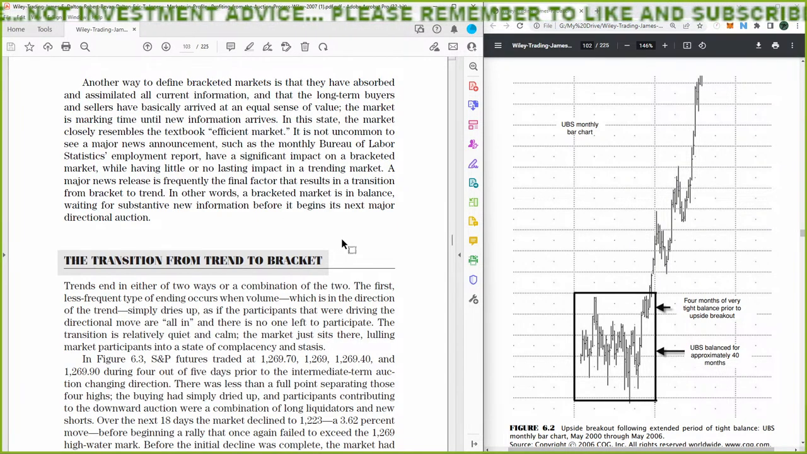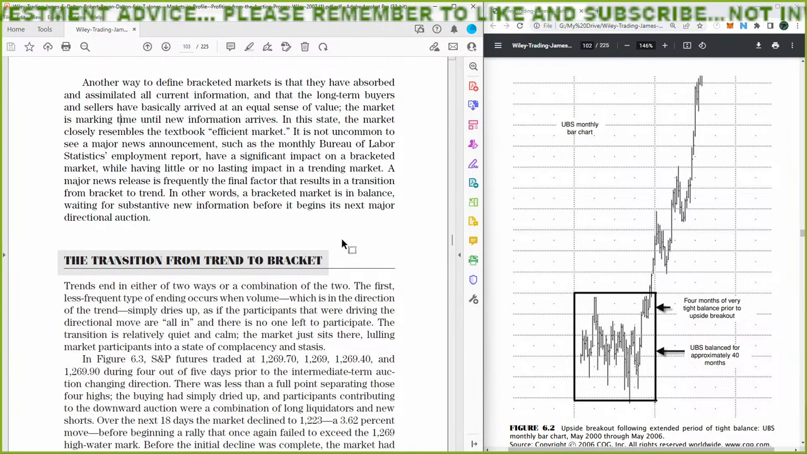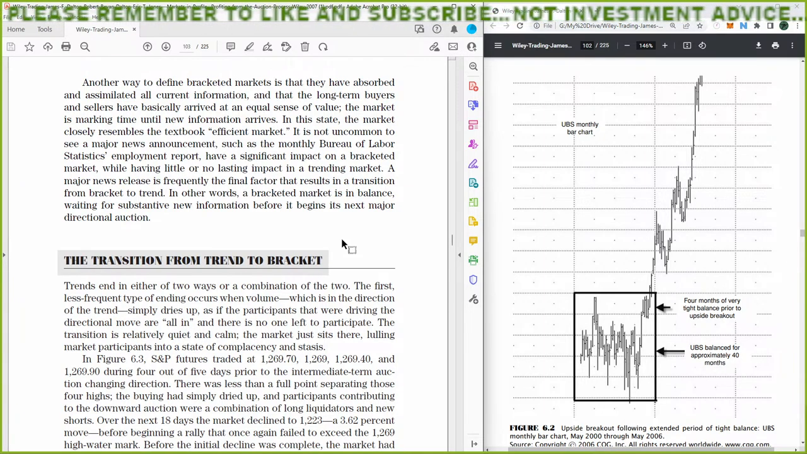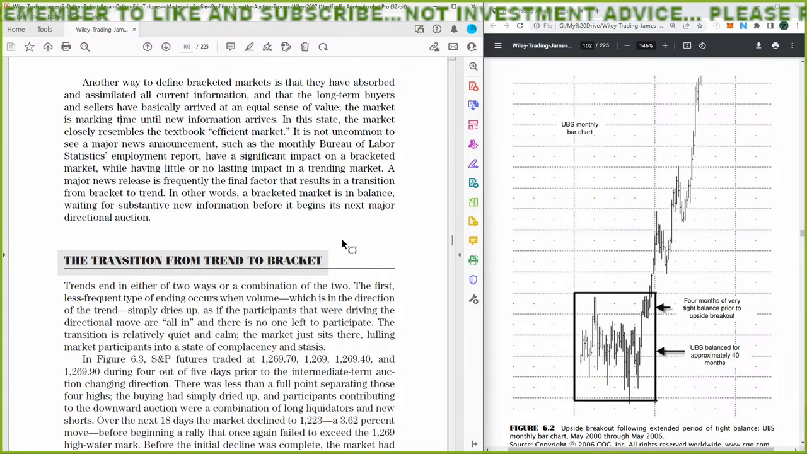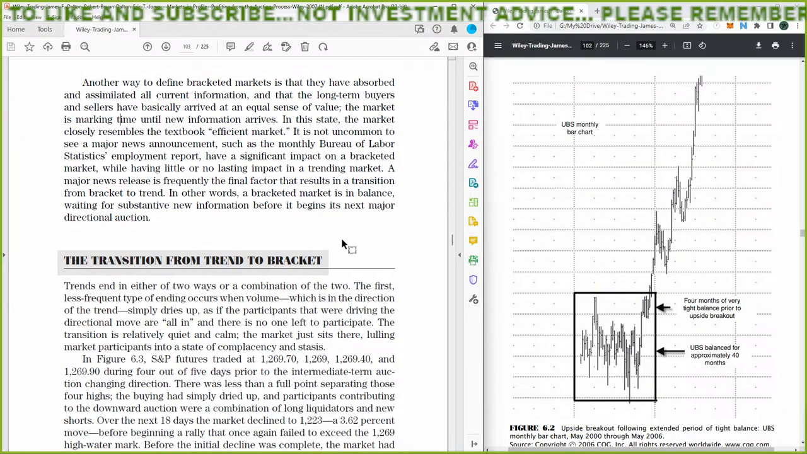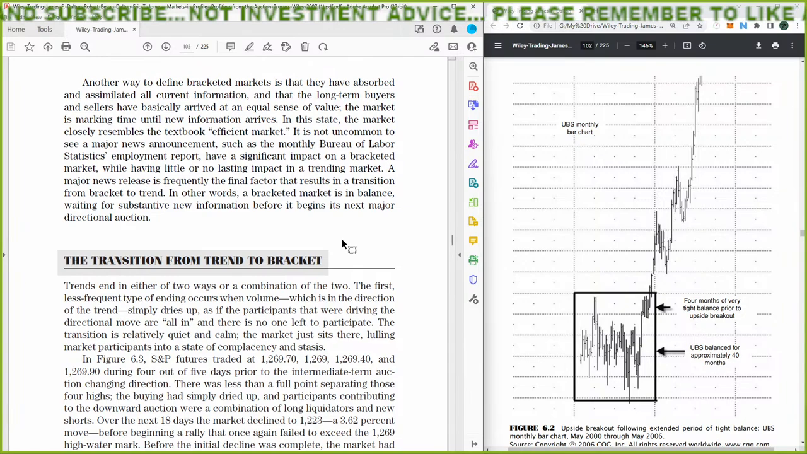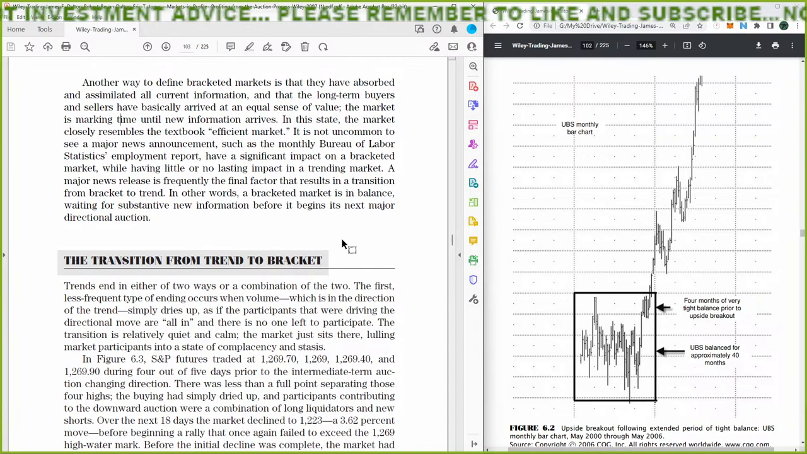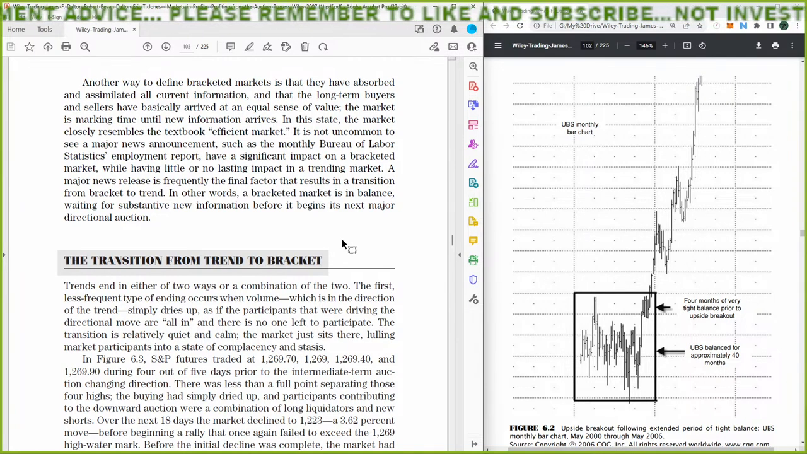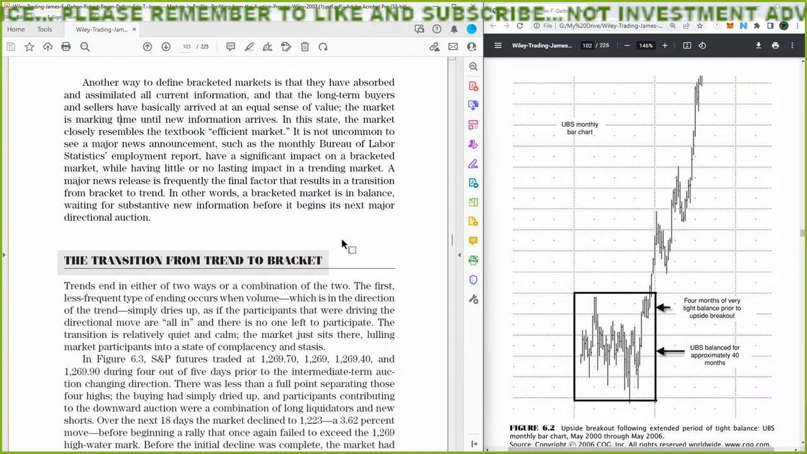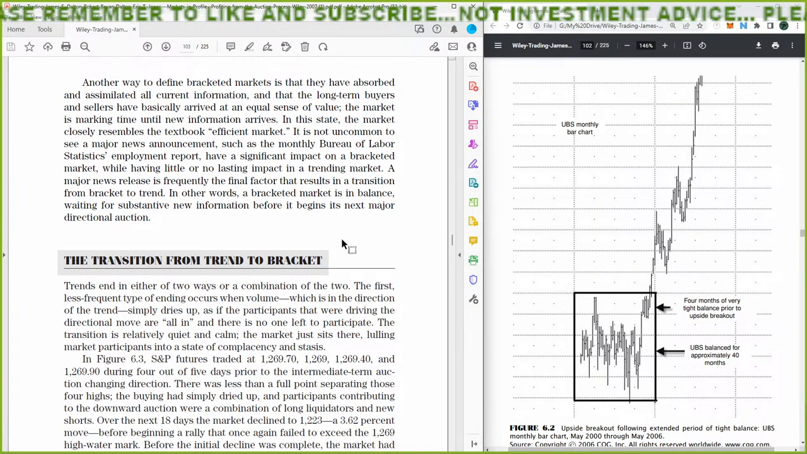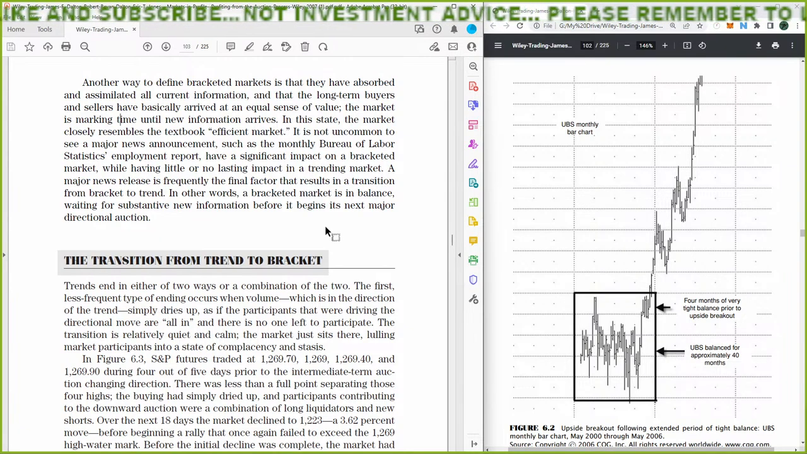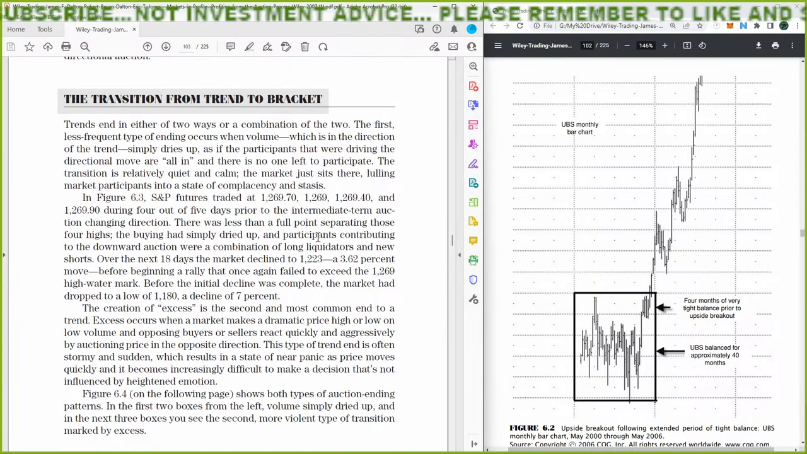In this state, the market closely resembles the textbook efficient market. It is not uncommon to see a major news announcement, such as a monthly Bureau of Labor Statistics employment report, have a significant impact on a bracketed market. While having little or no lasting impact in a trending market, a major news release is frequently the final factor that results in a transition from bracket to trend. In other words, a bracketed market is in balance, waiting for substantive new information before it begins its next major directional auction.